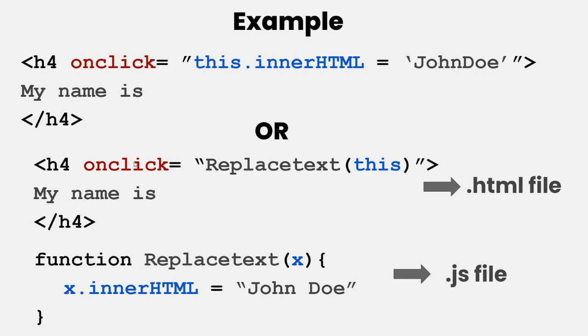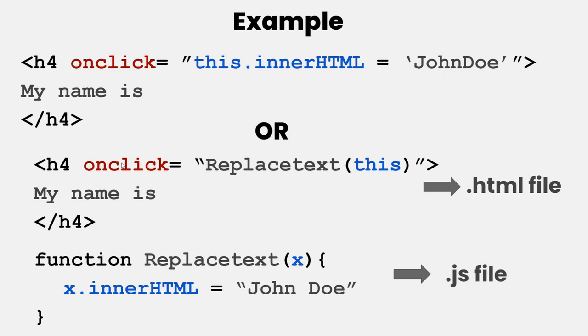But here in the second example, we actually have the onClick event handler being assigned a function name. So this replace text here is actually a function name, and this keyword here is actually an argument within this function name. So here we are calling the function, and you know that when we call a function, we pass in an argument into the function in as much as a parameter already exists. So the argument here is the this keyword itself.